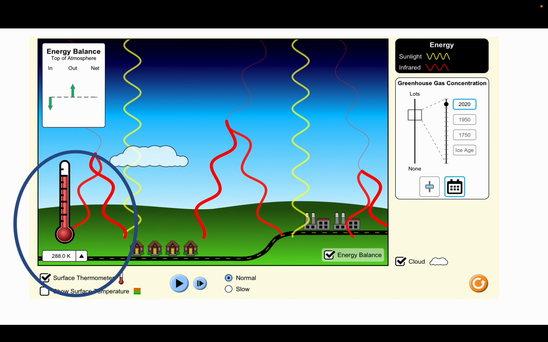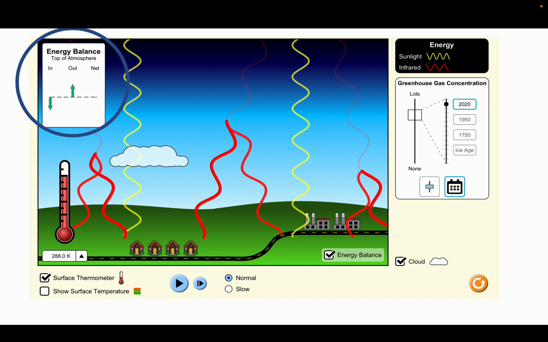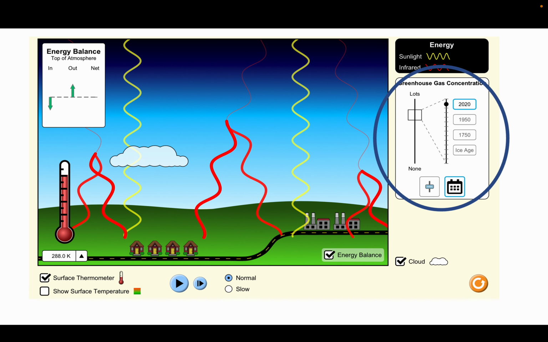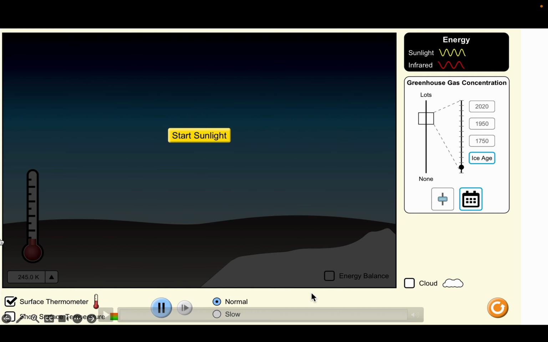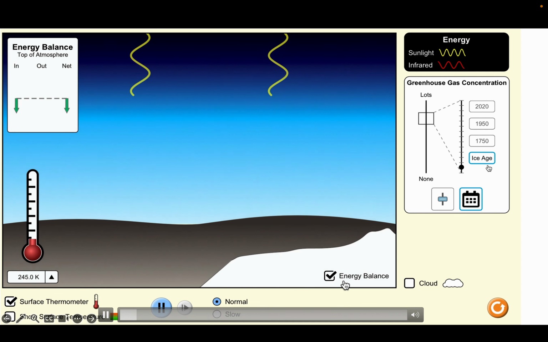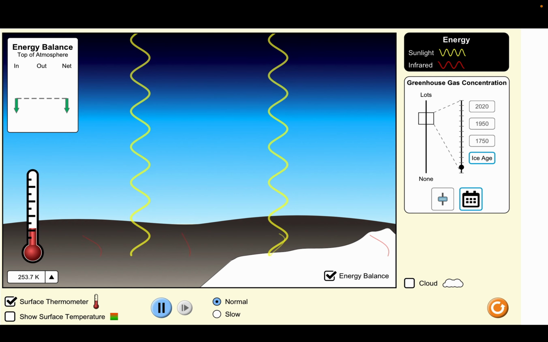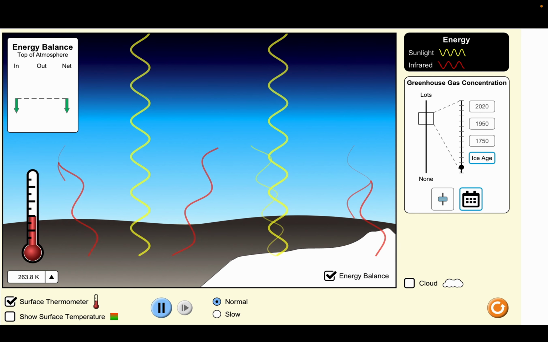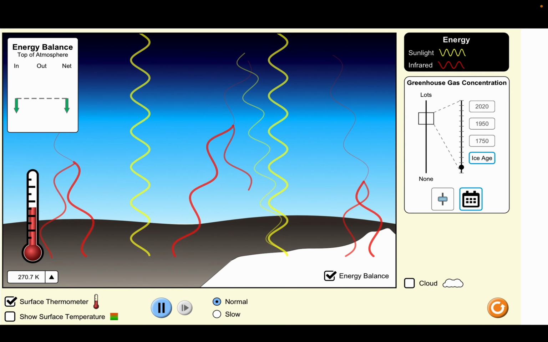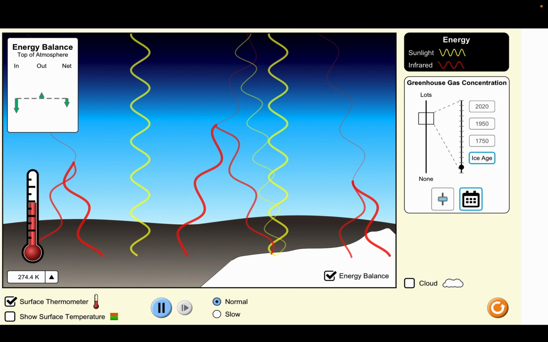Within this PhET simulation, it has a thermometer. It shows the energy that's going into the planet and also going out from the planet, different types of sunlight or infrared radiation that can be involved, and then also the concentration of different greenhouse gases. Let's start our simulation when we're looking at the greenhouse gases during the Ice Age. Sunlight's being directed towards the planet. I see infrared rising, and I see the thermometer going up.